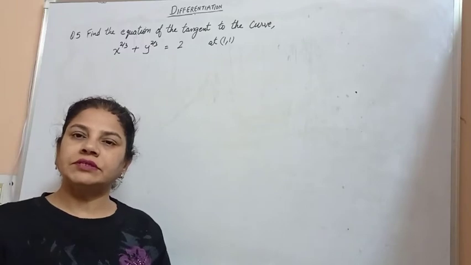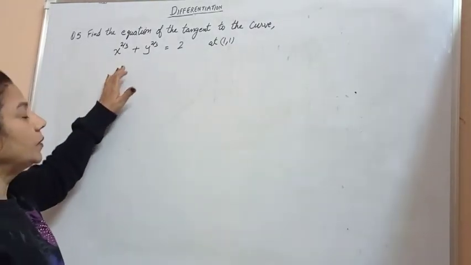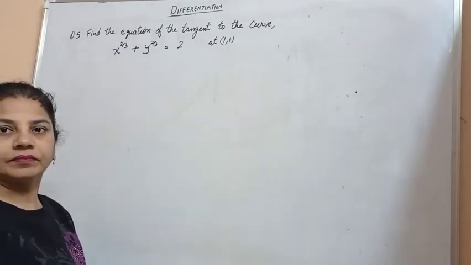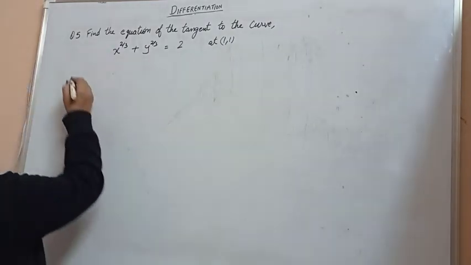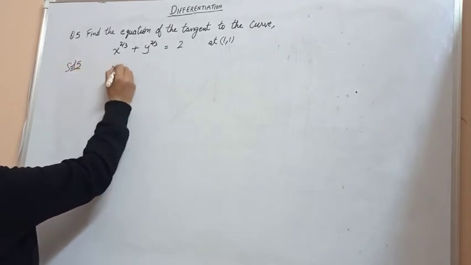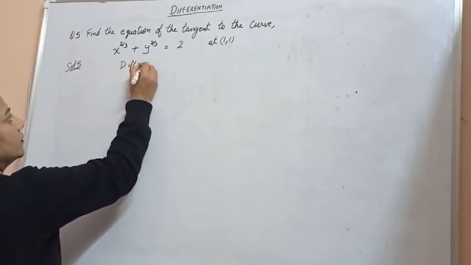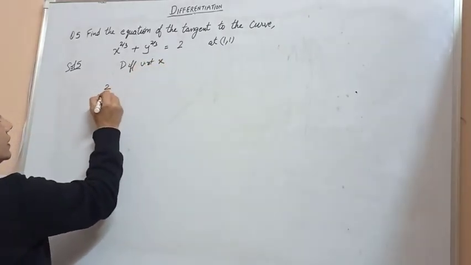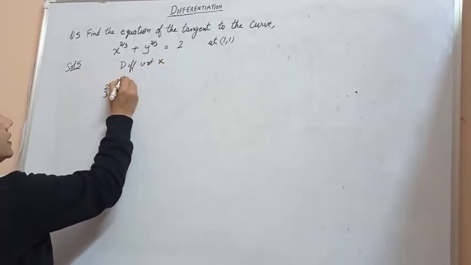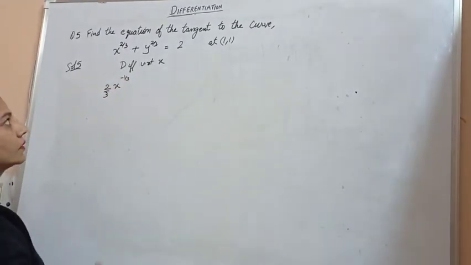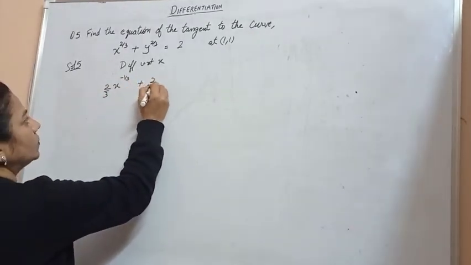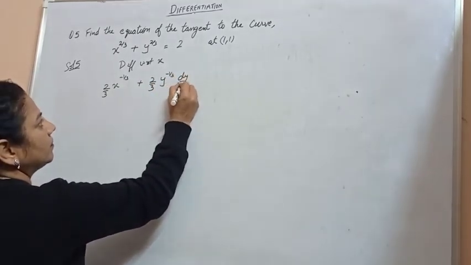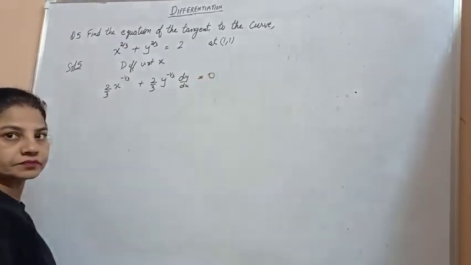Find the equation of the tangent to the curve x to the power 2 by 3 plus y to the power 2 by 3 is equal to 2 at point 1, 1. So first of all, we calculate the slope of the tangent. Differentiate with respect to x. We get 2 by 3 x to the power minus 1 by 3 plus 2 by 3 y to the power minus 1 by 3 dy by dx is equal to 0.